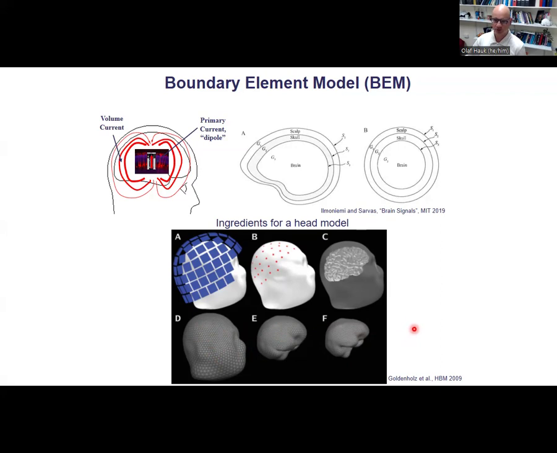More detailed head models are available or can be computed, but this also very much depends on how good your MRI images are and how much time you want to spend on segmenting these surfaces from your MRI images. But this is very much a standard approach if you have individual MRI images available.